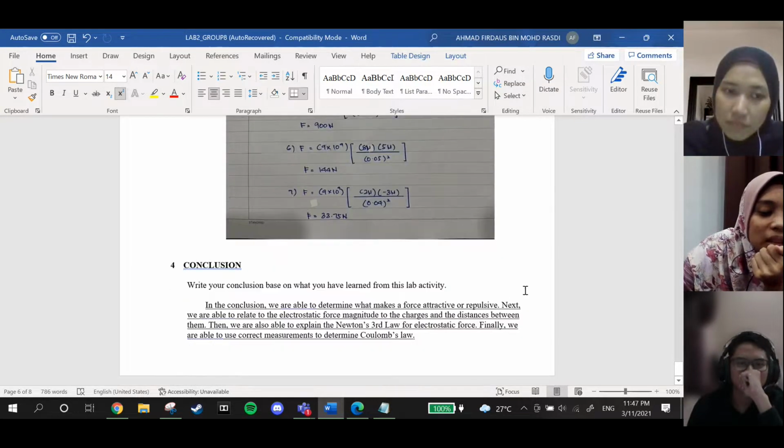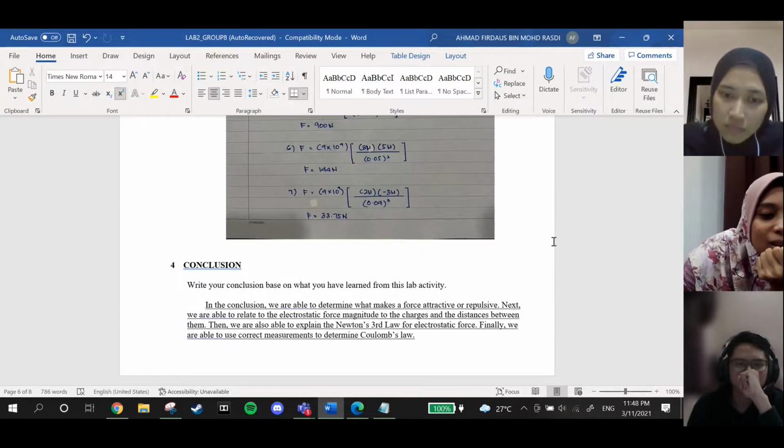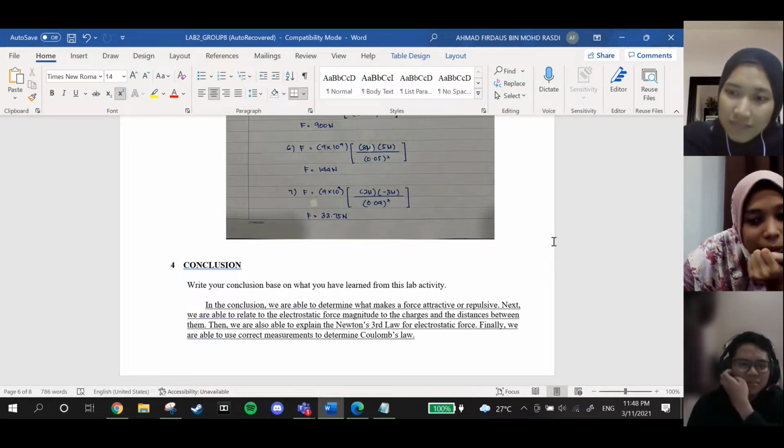All right, next. So in conclusion, we are able to determine what makes a force attractive or repulsive and able to relate the electrostatic force magnitude to the charge and the distance between them. In this lab also, we explain Newton's law for electrostatic force and use the correct measurements to determine Coulomb's law. So that's all from us.